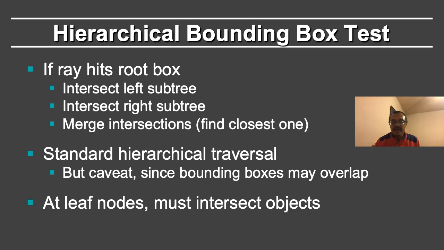How do you handle hierarchical bounding boxes? Well, if the ray hits the root box, then you intersect with the left subtree, you intersect with the right subtree, and then you merge the intersections. What does merging the intersections in the context of ray tracing mean? Simply that you find the closer intersection. This can be written recursively as you can go down the entire tree of bounding boxes. Notice that, of course, you need to handle conditions when the bounding boxes overlap. And furthermore, at some level when you reach the leaf nodes, you will have to intersect the actual objects.